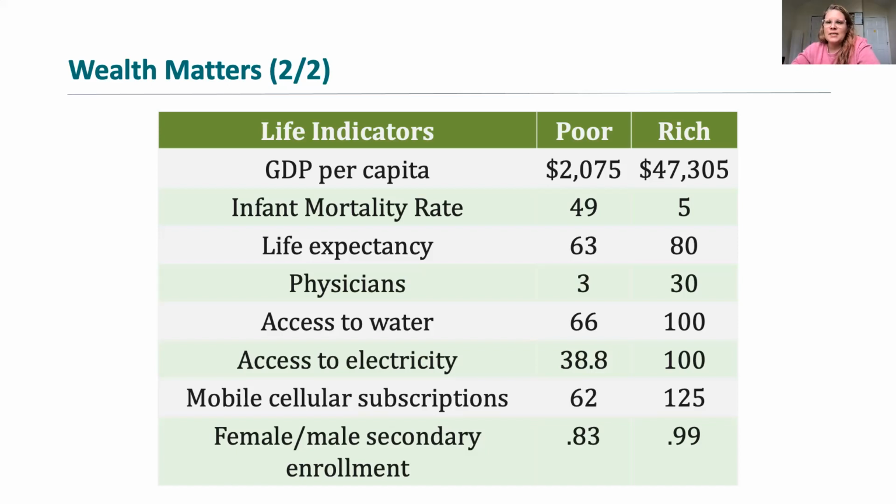So overall life expectancy in poor nations caps out around 63 years old, while in wealthy nations, we're looking at an average of 80 years. So just being born in a wealthier nation is essentially adding 20 years to your lifetime.